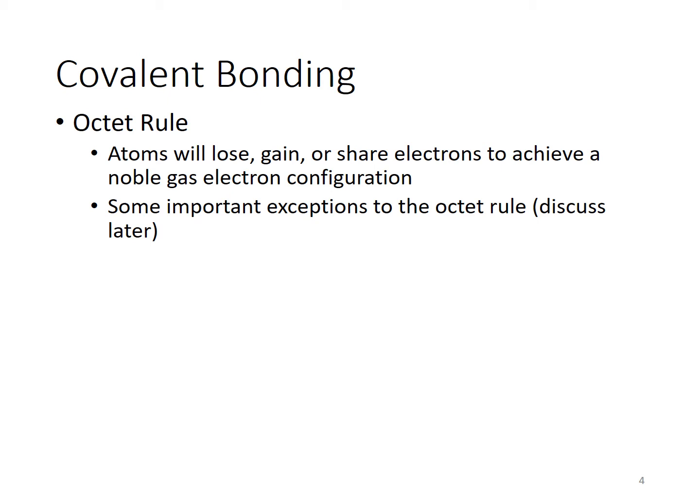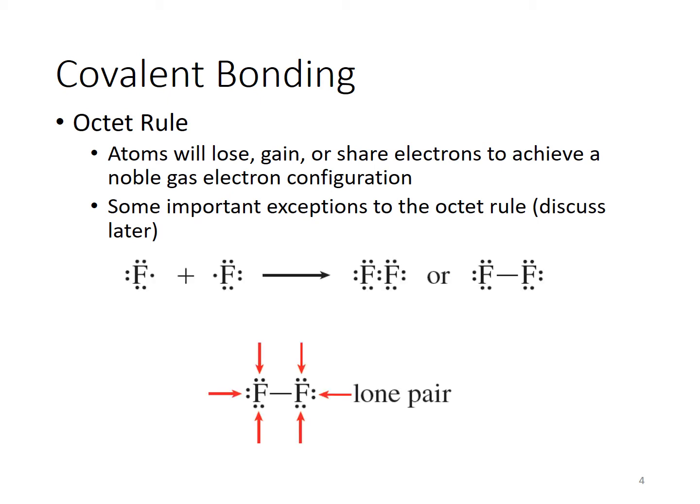Here's one example of how this octet rule would function. If you have two fluorines coming together, they both have 7 valence electrons. In order for them to both be satisfied in terms of having 8 valence electrons total, which is the octet rule, they can both share 1 of their 7 valence electrons to form a chemical bond between the two. So you have these 2 shared electrons that you can convert from showing as 2 dots to drawing a line. Again, that's going to be more commonly shown.